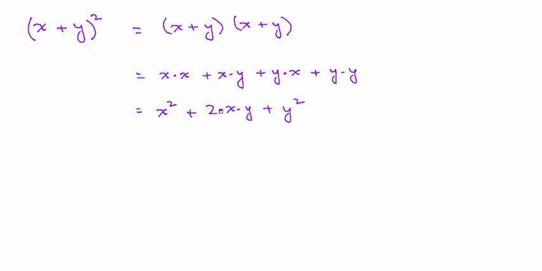If you just get rid of these dots, they also indicate multiplication. 2xy means 2 times x times y. And this actually is a very important formula that you will come across in algebra over and over again. If you want to take the square of a binomial, it's going to be the square of the first term plus 2 times the product of the two terms, whatever the terms are, plus the square of the second term.